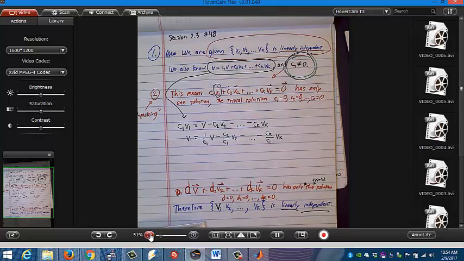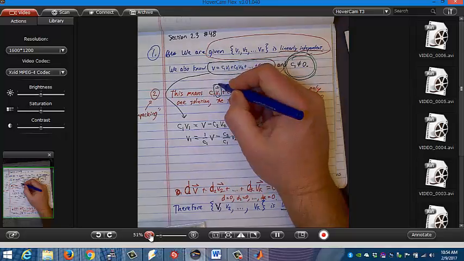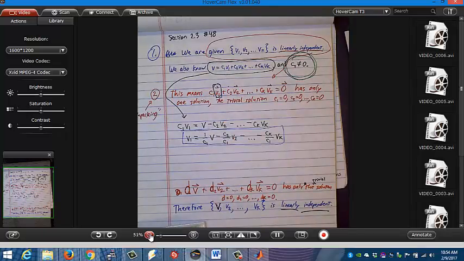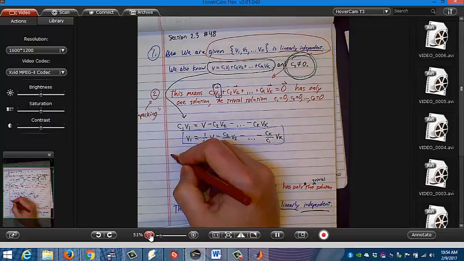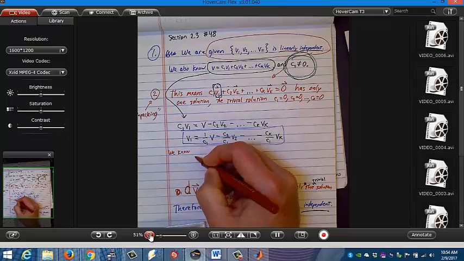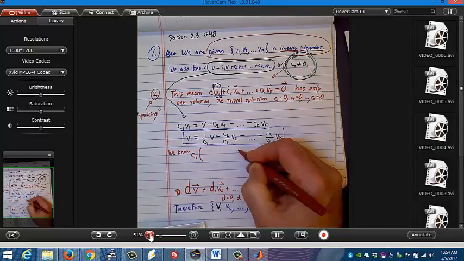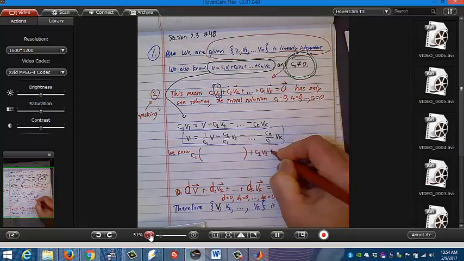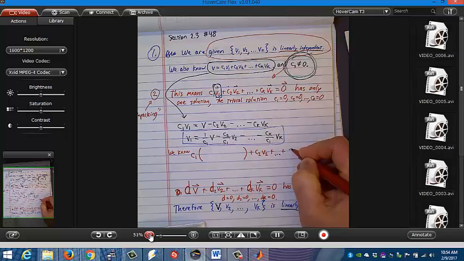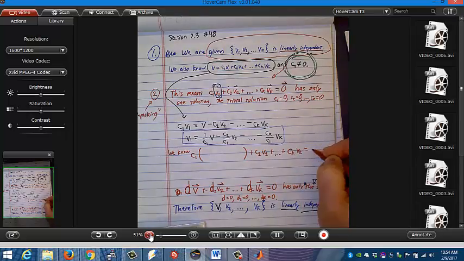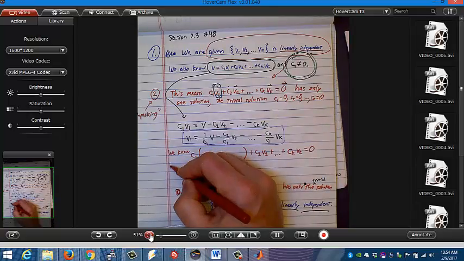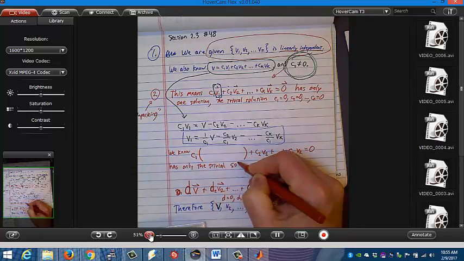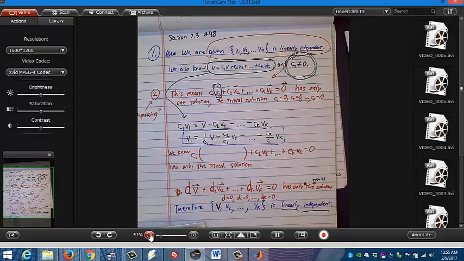Okay, good. So here's what I do now. Remember I said this is my target here? I have V1 by itself here. I'm going to substitute it into the brown equation. So, we know that C1 times all that green stuff, because that's what V1 is, plus C2V2 plus dot dot dot plus CKVK equals 0 has only the trivial solution. Are you with me?